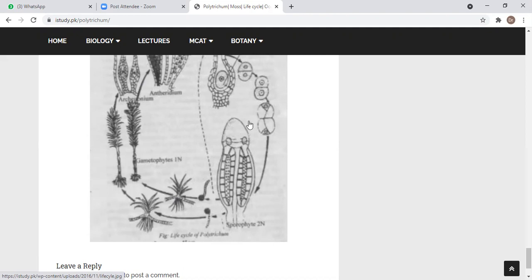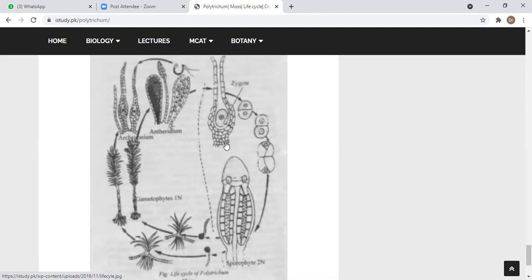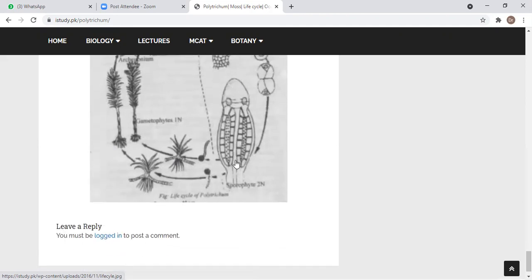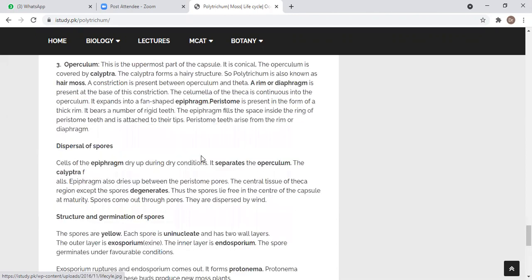So here we can see the haplodiplontic life cycle, and the male gametophytic tissue will alternate with the female gametophytic tissue. So this is regarding the structure of Polytrichum.